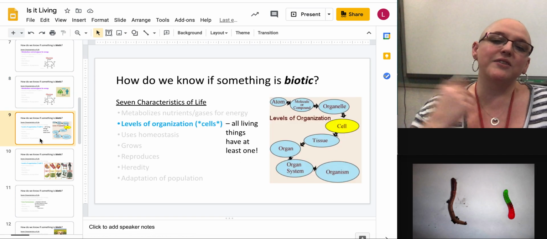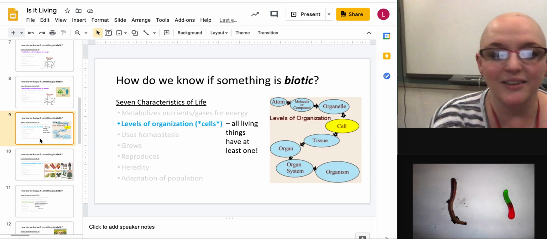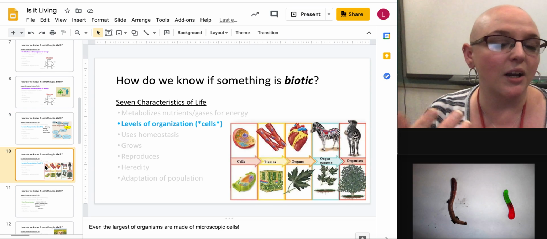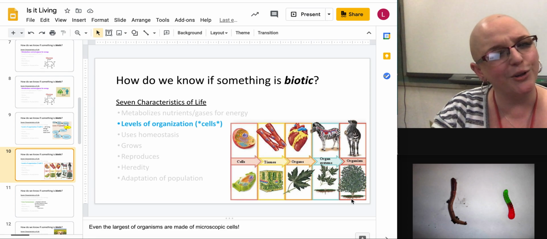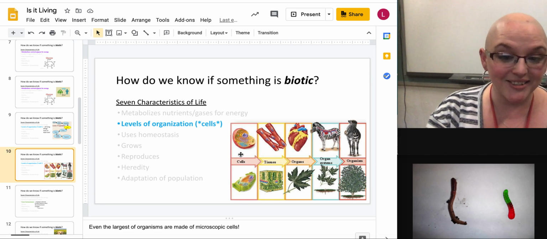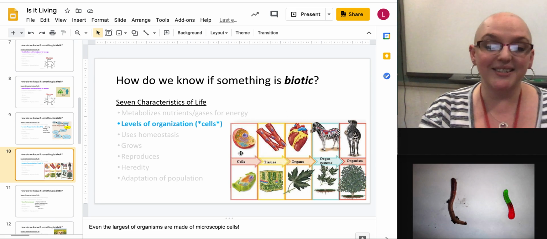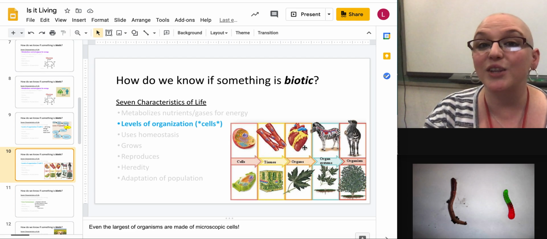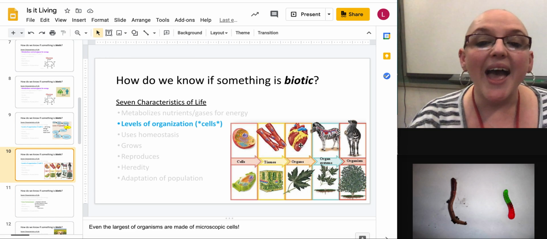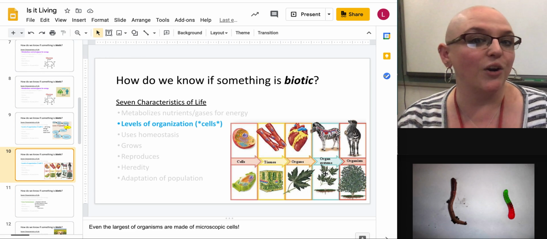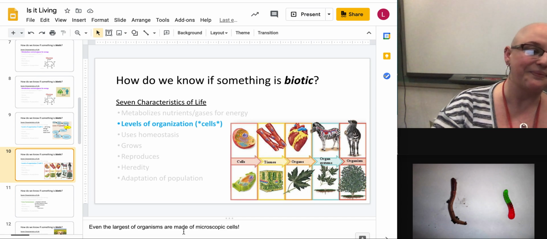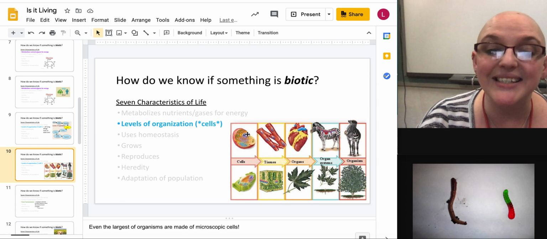Next one. How do we know if something is biotic? Well, it has to be made of cells. Every single thing has at least one cell. So, for example, in a multicellular organism like a big old zebra or a big old tree, we can trace our way backwards through these levels to find cells. So, in this zebra, we have cells that come together to make tissues, and those tissues make organs, which are like hearts and brains and stomachs and skin and stuff like that. And then those organs come together to make entire organ systems, which all compile together to make organisms like the zebra. But again, it always comes back to at least one cell.